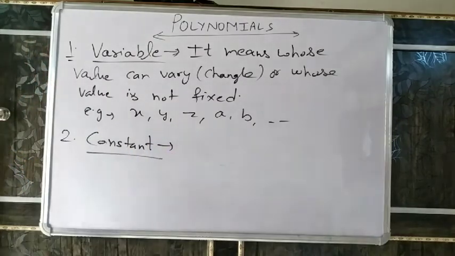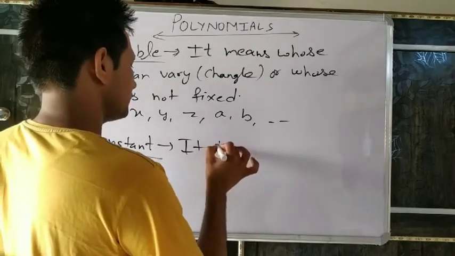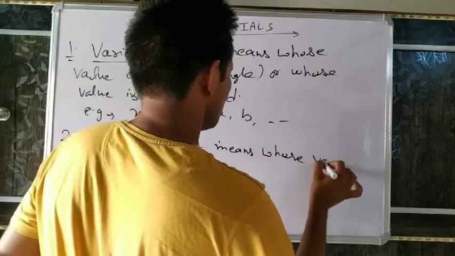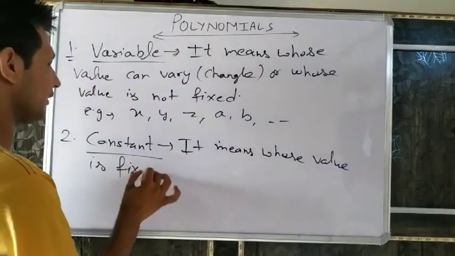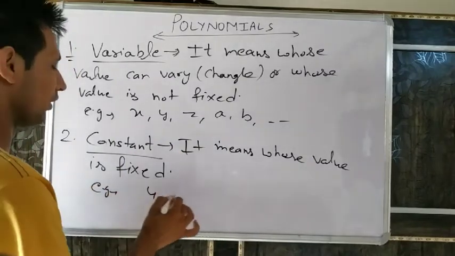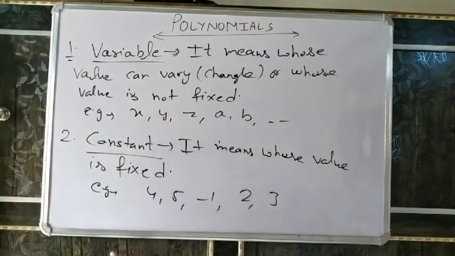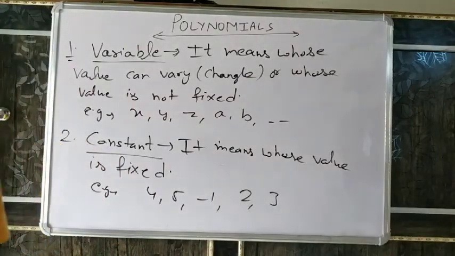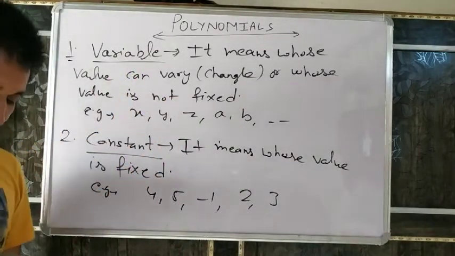Second is constant. What is constant? Constant means the value is fixed. We already know this value is fixed. Example: 4, 5, minus 1, 2, 3. All our values are fixed. What is 3? 3 is greater than 2 and less than 4. Understand? So it is variable, it is constant.